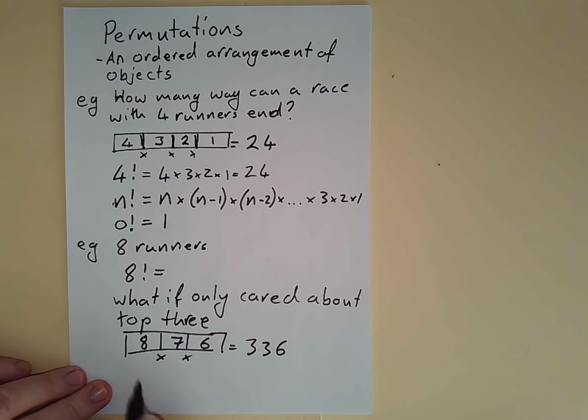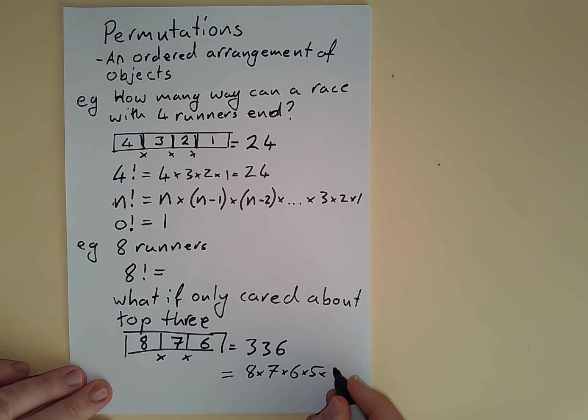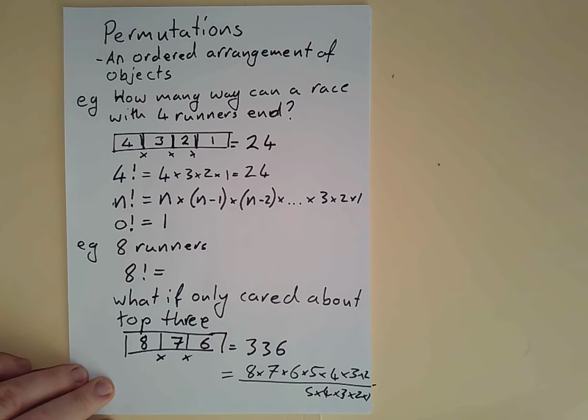Now we could write this as a full factorial. We could write this as 8 times 7 times 6 times 5 times 4 times 3 times 2 times 1. But then we would have to divide by 5 times 4 times 3 times 2 times 1 to cancel that out. And that's what our permutation button does on our calculator, which I'll explain in the next video.